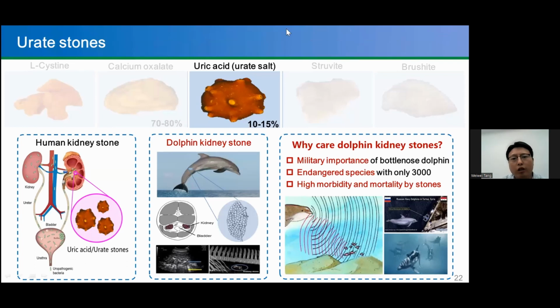So urate stone is relatively rare in human, but it is the main kidney stone for dolphins. So why do we care about dolphin kidney stones? Bottlenose dolphins can be of great importance for military use and are an endangered species with only 3,000 in population in the world. And kidney stones are one of the main causes of high morbidity and mortality of dolphins.